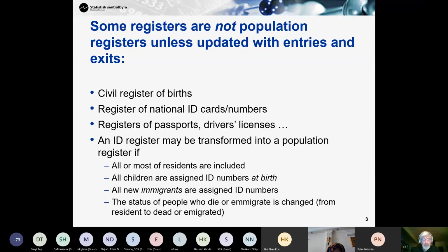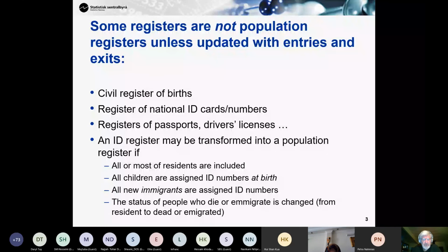Thirdly, all new immigrants should be assigned ID numbers. Most countries have a system for giving permissions to live in the country, and they know who comes to live there legally. So it is possible to keep track of that population. But the difficult part is then the exits.